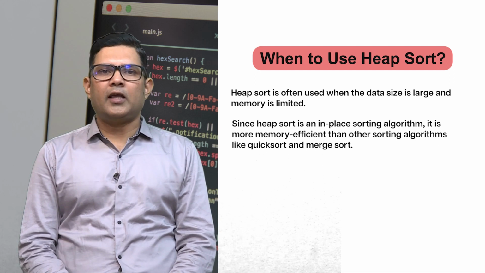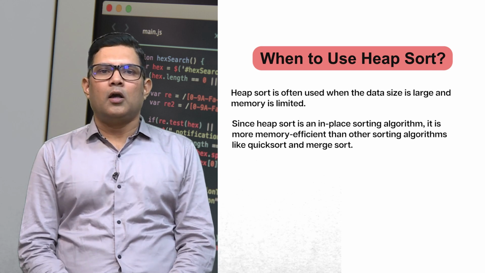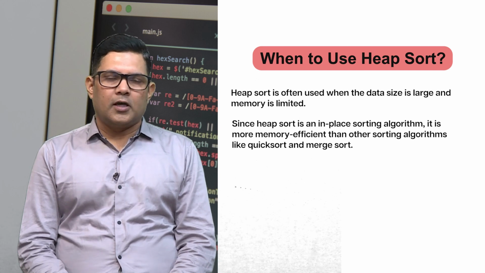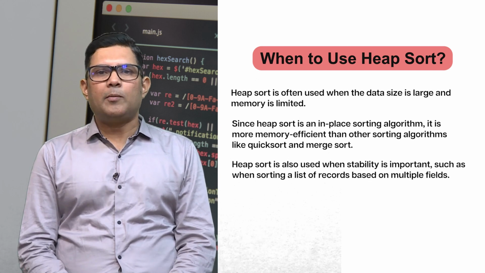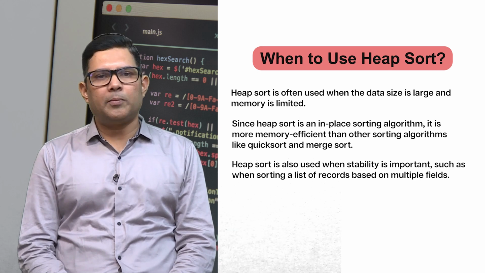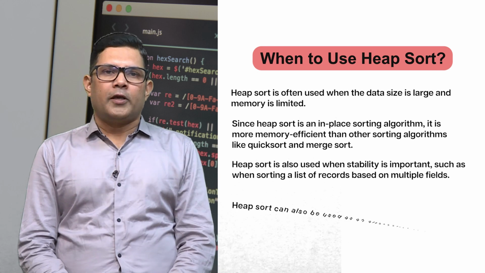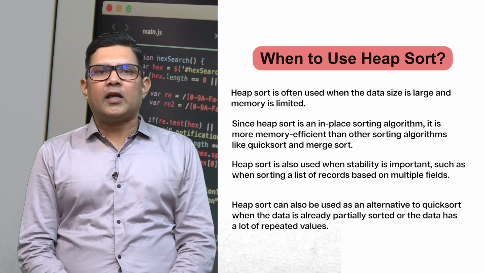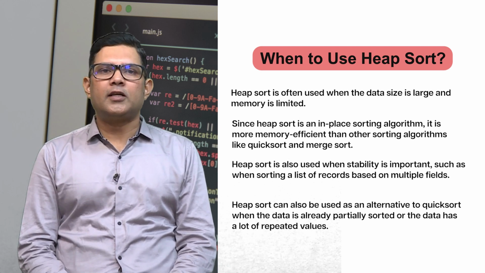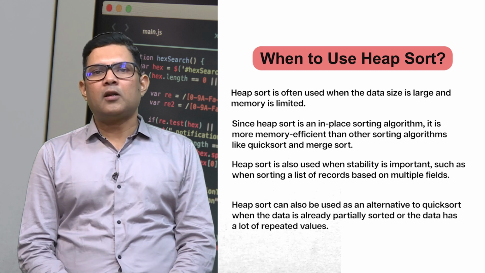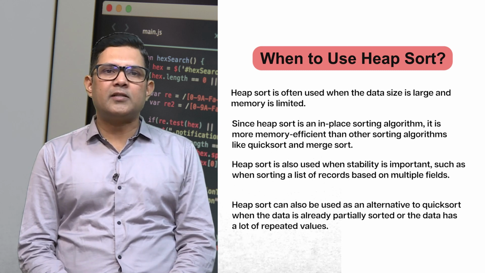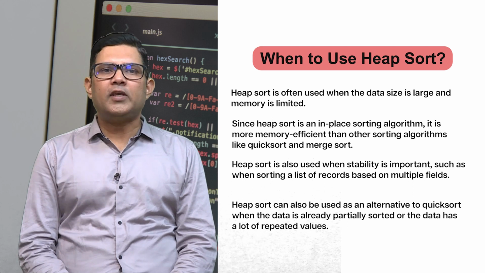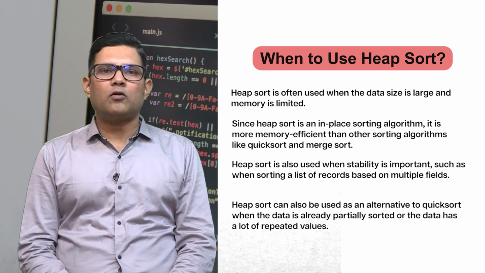Since heap sort is an in-place sorting algorithm, it is more memory efficient as compared to quick sort and merge sort. Heap sort is also used when stability is important, such as when sorting a list of records based on multiple fields. Heap sort can also be used as an alternative to quick sort when the data is already partially sorted or the data has a lot of repeated values. So whenever a lot of repeated values are present among the elements, we can select heap sort as compared to quick sort.